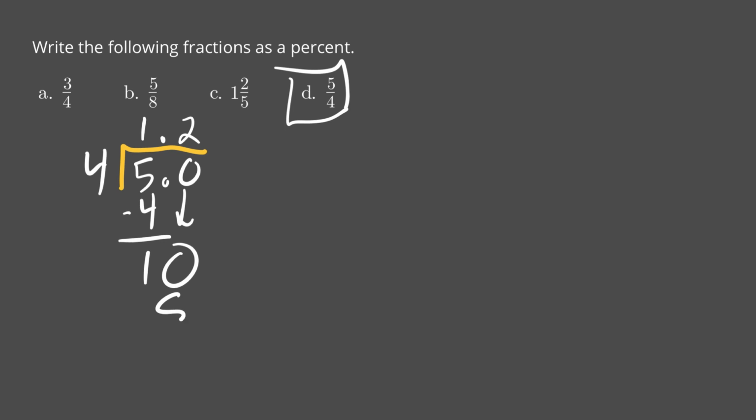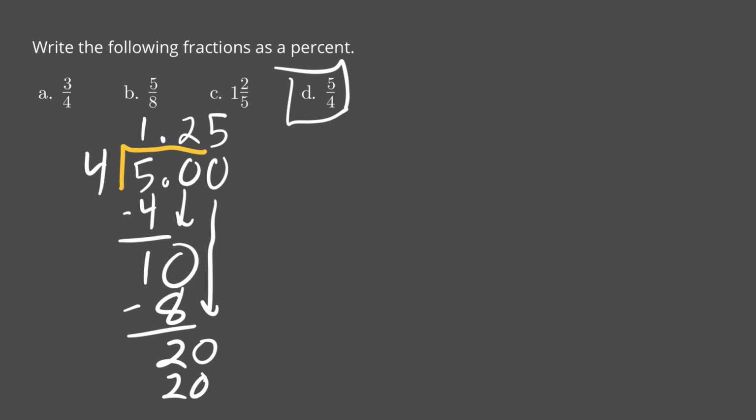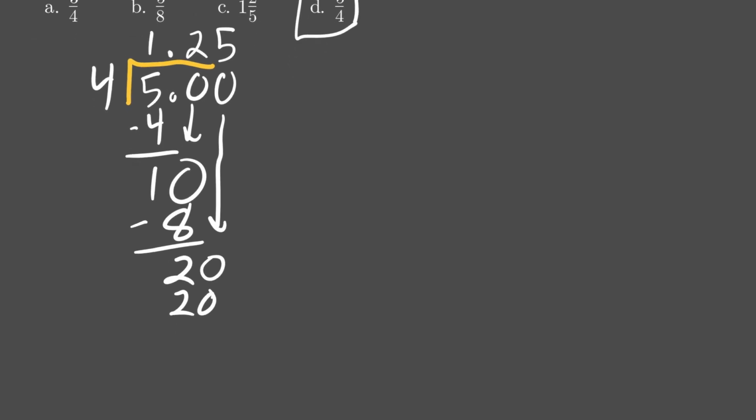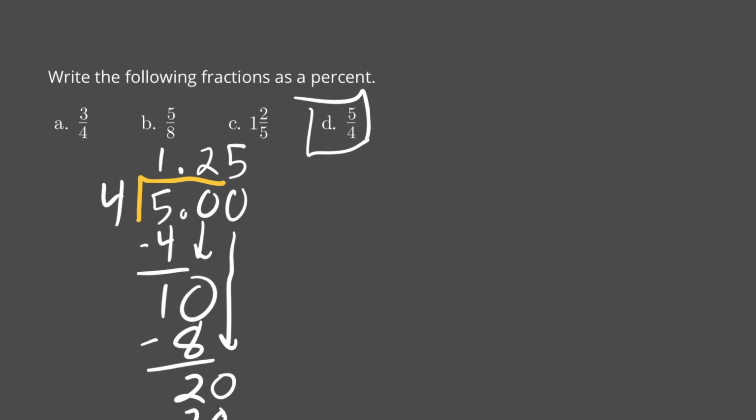4 times 2 is 8. Subtracting that gives us a 2. Write the 0, bring it down. 4 goes into 20 5 times. 4 times 5 gives us 20, and that leaves us with no remainder. So decimal form is 1.25, and we will move the decimal 2 places to the right. So our final answer is 125%.